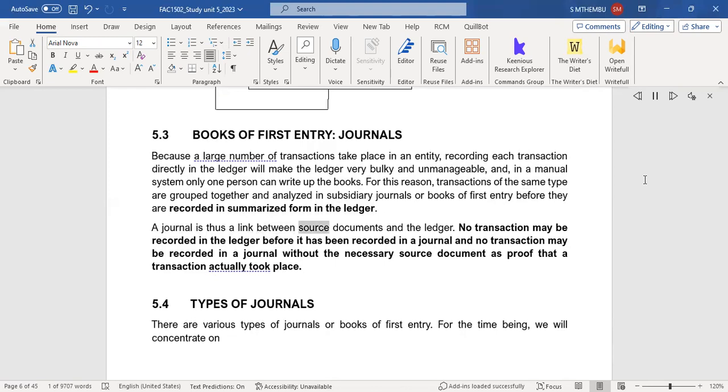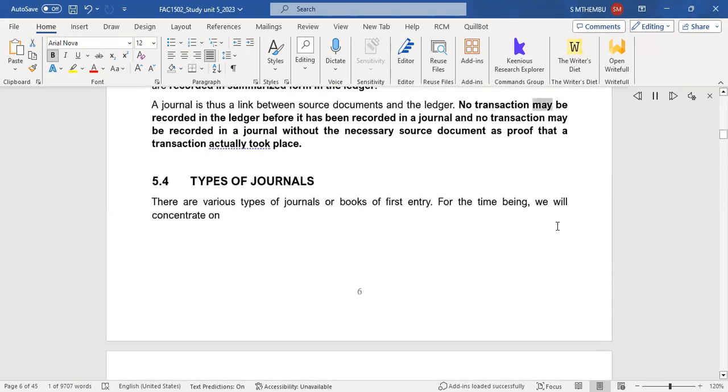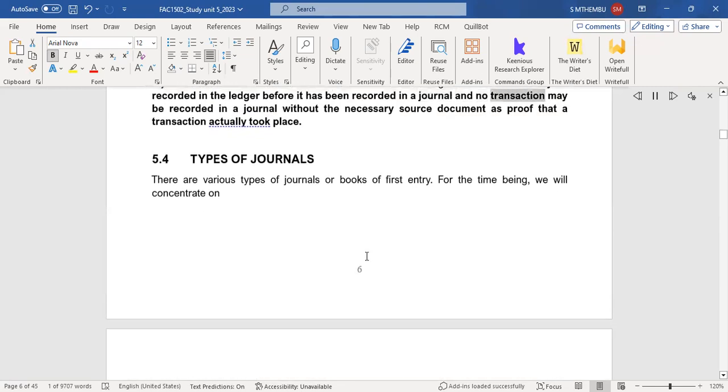A journal is thus a link between source documents and the ledger. No transaction may be recorded in the ledger before it has been recorded in a journal, and no transaction may be recorded in a journal without the necessary source document as proof that a transaction actually took place.